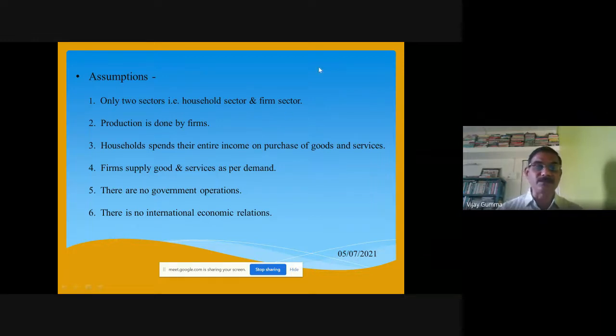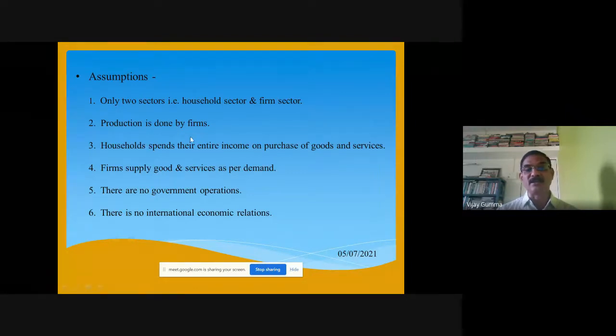Secondly, the firm sector. The firm sector is the producer of goods and services. The firm sector is the user of services of factors of production. By using the services of factors of production, the firm sector produces goods and services. It means production of goods and services is done by business firms or production units.